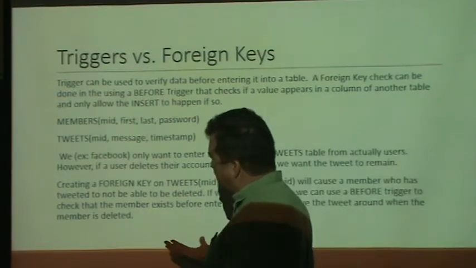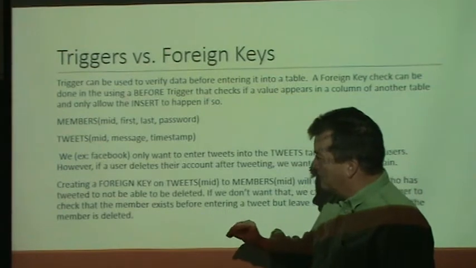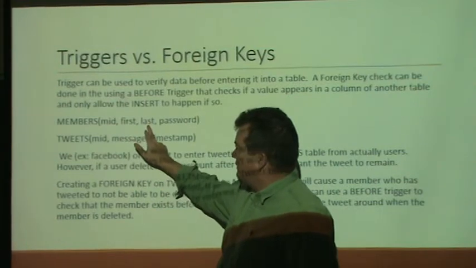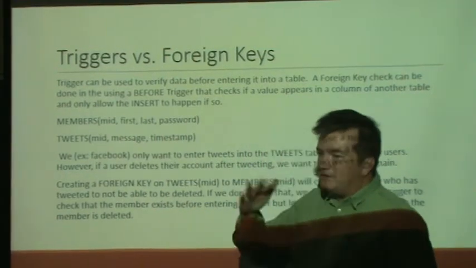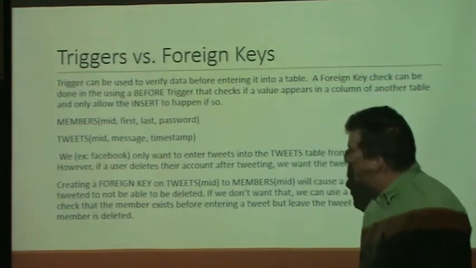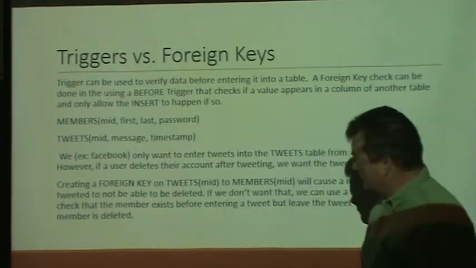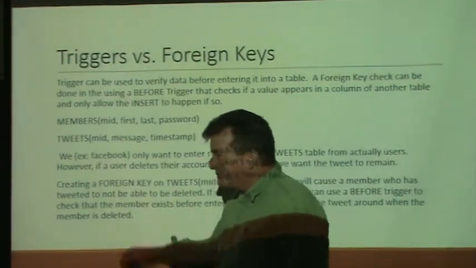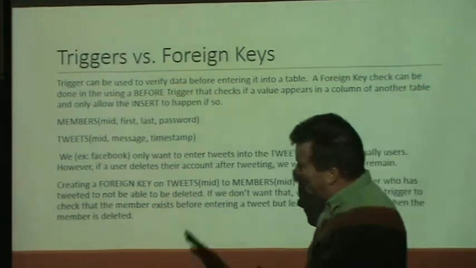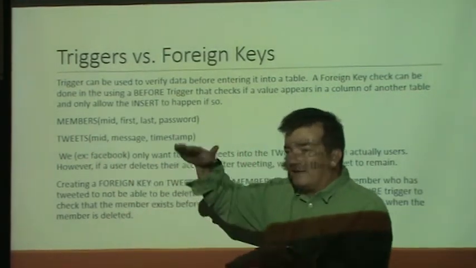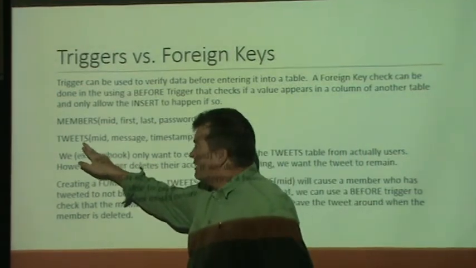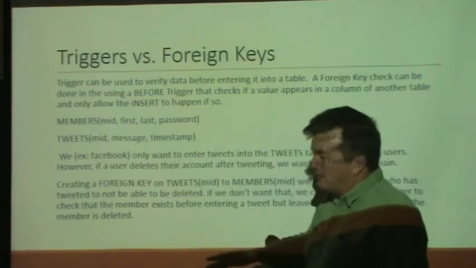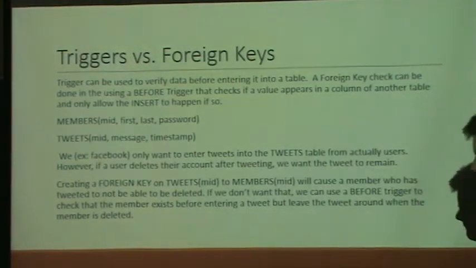So for example, suppose we had a table called members. We have members, so there's a member ID, a first name, a last name, and a password. And then we have another table, all the tweets that that person makes. I guess this would be something like Twitter. Facebook, we're doing tweets on Facebook. Anyway, suppose we have a separate table, all the tweets a person made. So we would want to know the member ID, what their tweet is, and then maybe what time they did it, so we could sort the most recent tweets at the top of the list or something like that.